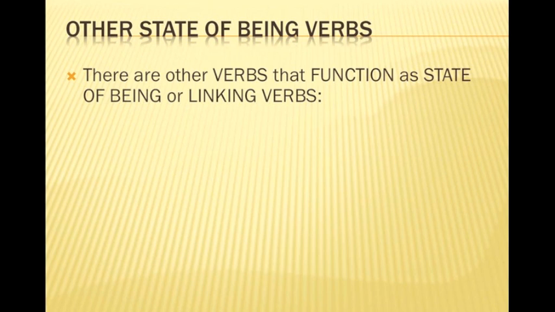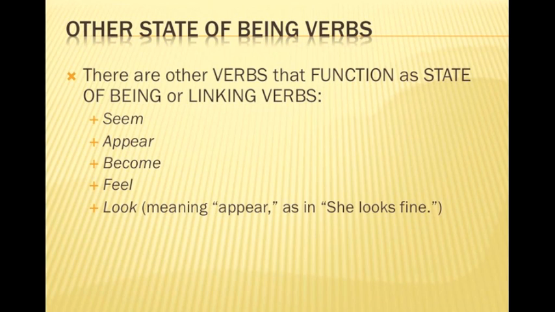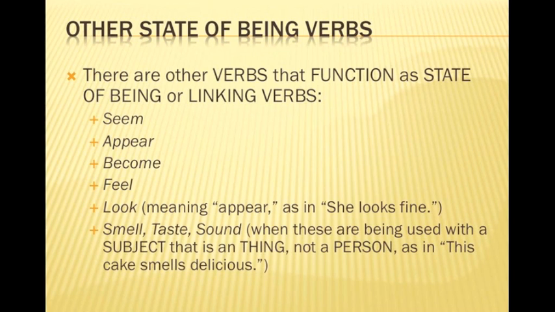Now, there are other verbs that function as state of being or linking verbs. Verbs such as seem, appear, become, feel, look, in this case meaning appear, as in "she looks fine." Look can also be an action verb, but in this case we're talking about someone's appearance. And of course, the other senses can also be used as state of being verbs, such as smell, taste, or sound, when these things are generally referring to a thing and not a person. So for example, if I said, "This cake smells delicious," we're talking about the cake itself. Obviously, the cake can't smell anything, so we're using it in what we call a state of being way.